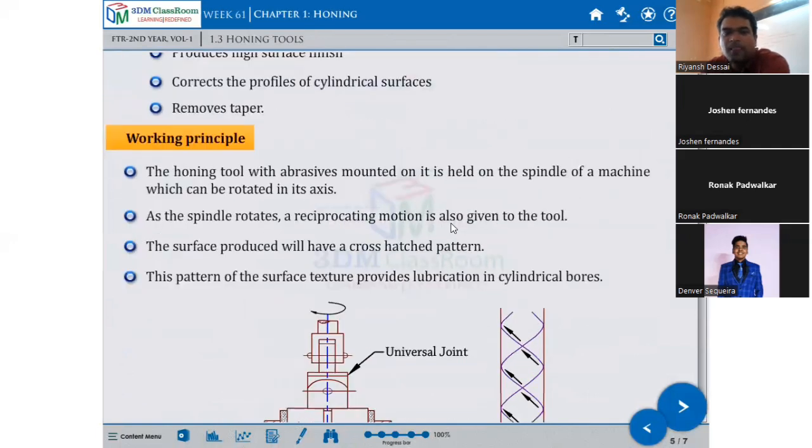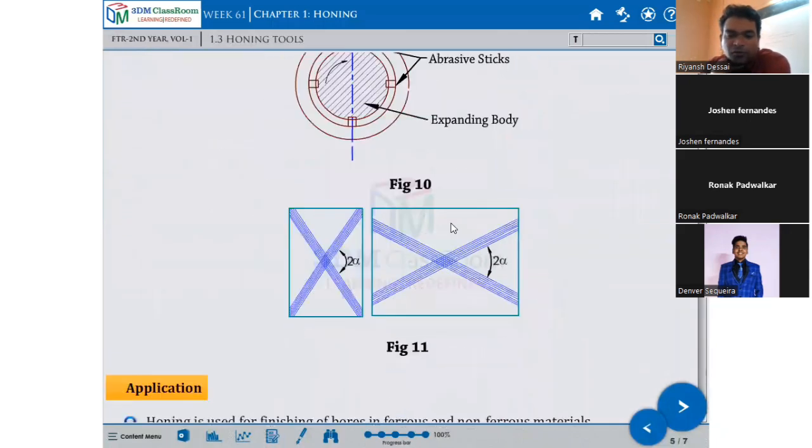Working principle: the honing tool with abrasive mounted is held in the spindle of a machine which can be rotated about its axis, and the spindle rotates. Reciprocating motion is also given to the tool, and the surface produced will have a cross-hatch pattern, and this pattern of surface texture provides lubrication in the cylindrical body. This I already told you.